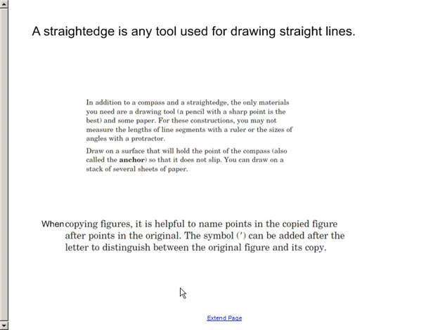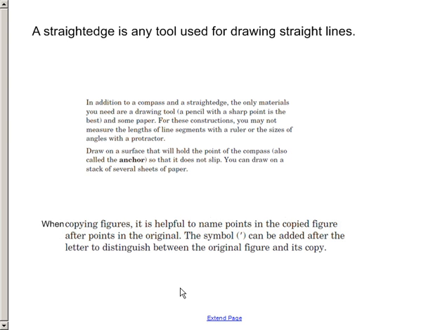So first of all, the definition of a straight edge: it's a tool that's used for drawing straight lines. Doesn't have to be a ruler, can be the edge of your template. It can be something that is used to draw straight lines. Now, for this lesson, you'll be using a compass and a straight edge. Those are the only materials you'll use, except for a pencil with a sharp point, and then you'll be using your journal page to construct these.